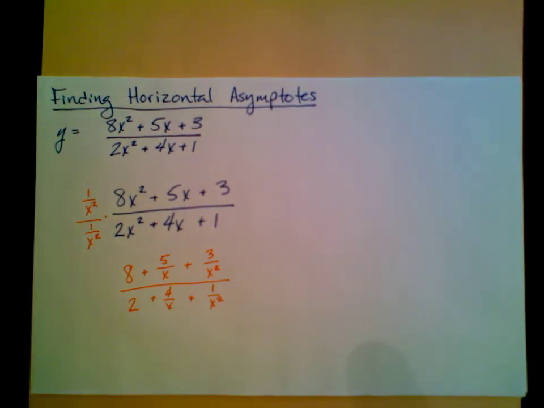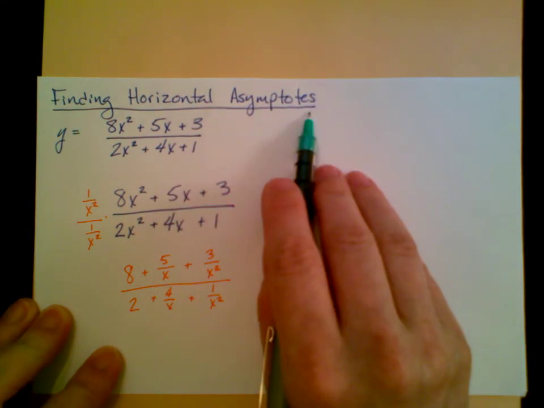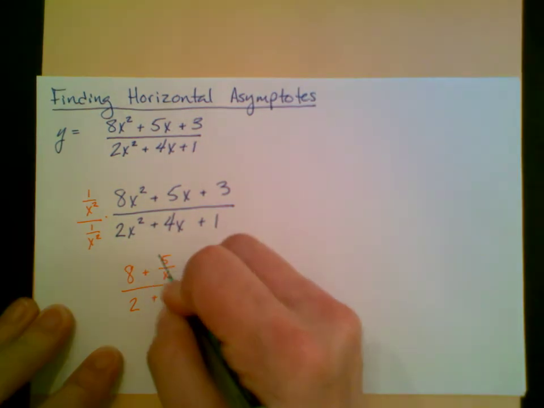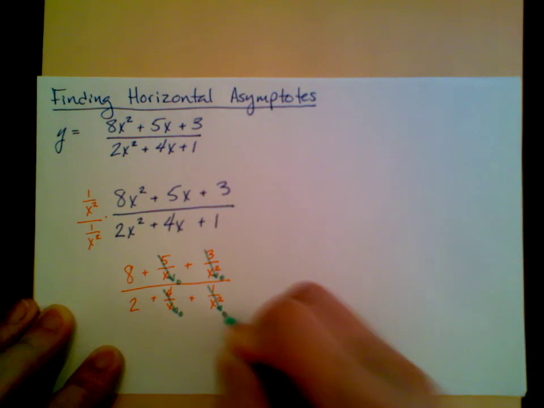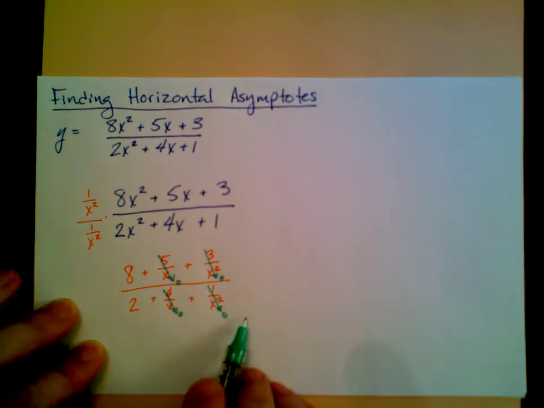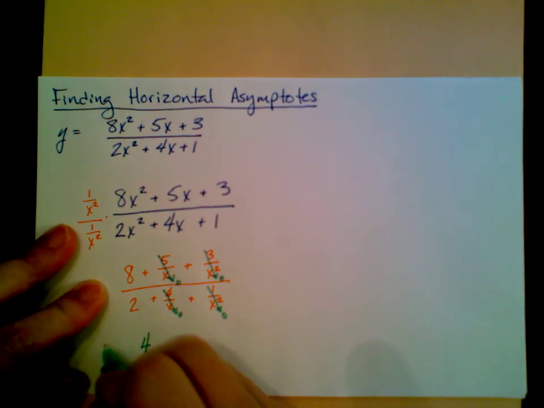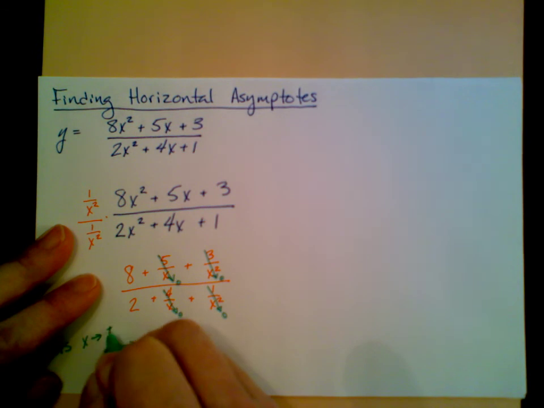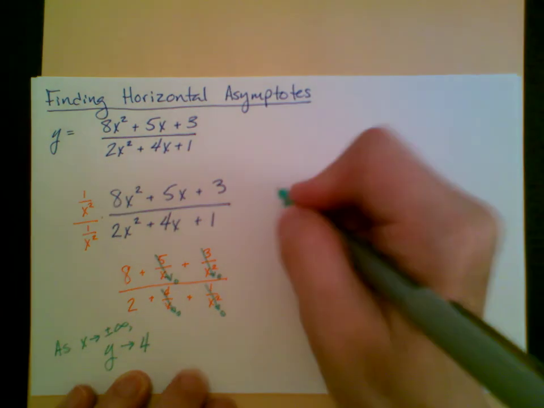Now we're going to use our new fact about things going to 0. I'm going to cross out everything that goes to 0 because since I'm looking for horizontal asymptotes, I am thinking about the end behavior of this function. So this goes to 0, this goes to 0, this goes to 0, and this goes to 0. So my entire rational function goes to 8 over 2, which is 4. So y goes to 4 as x goes to plus or minus infinity. There is a horizontal asymptote.